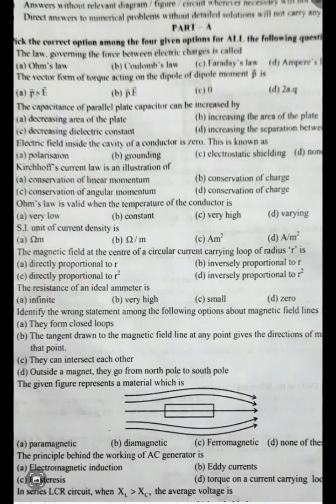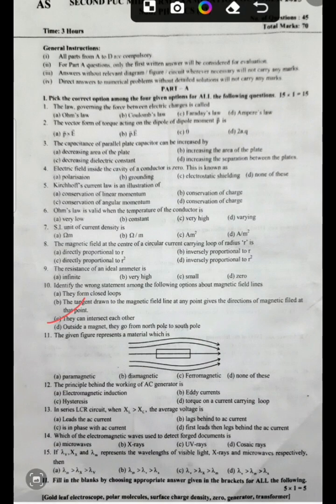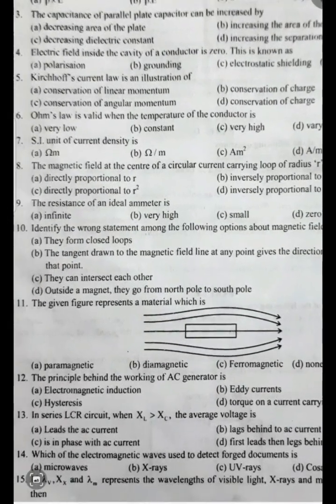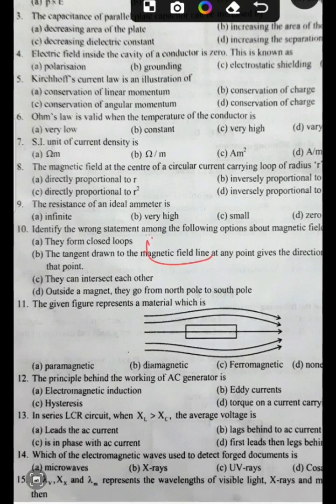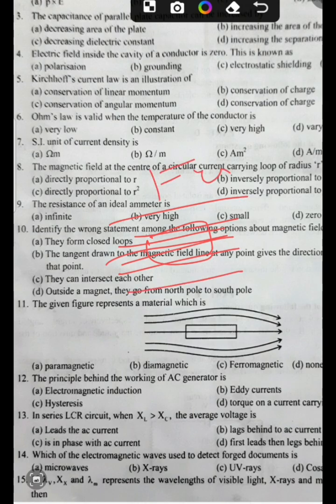Okay, option C. Next one, the given figure represents which material? Para, dia, ferro, none of these. See, we know that in case of ferromagnetic material, the number of field lines passing through it is more. So if there are more field lines inside than outside, then it is called ferromagnetic material.